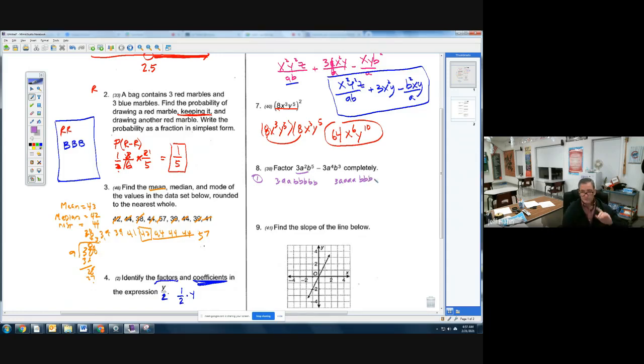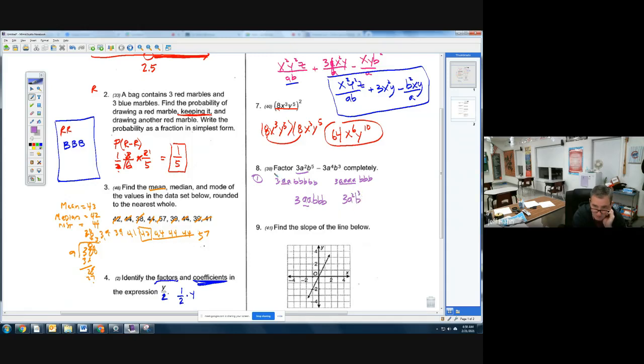Okay, I am looking for the greatest common factor, so I need to see what factors they have in common. Well, they both have a single 3. This one has 2 A's, this one has 4 A's. What they have in common is only 2 A's. What do they have in common as far as B's go? Well, they both have at least 3 B's. So my greatest common factor is 3 A squared B to the 3rd.